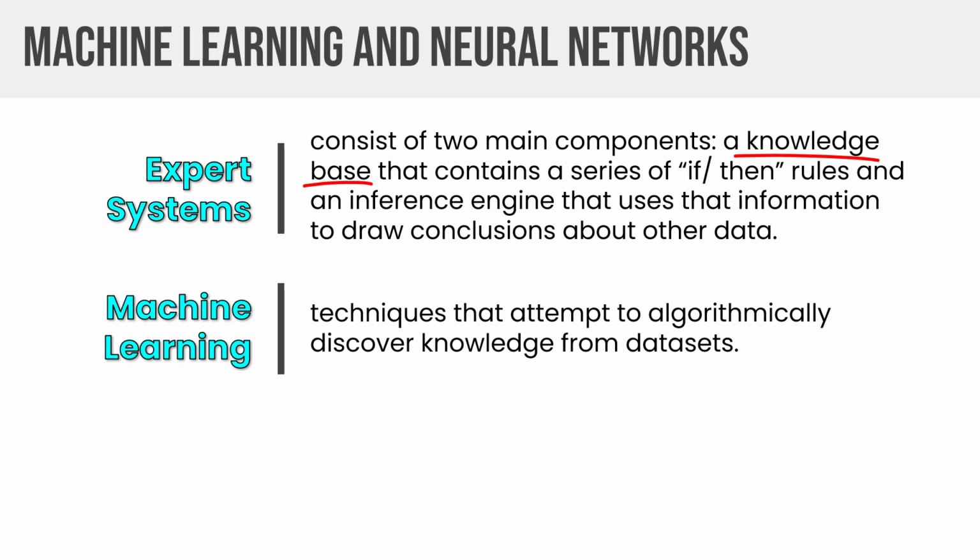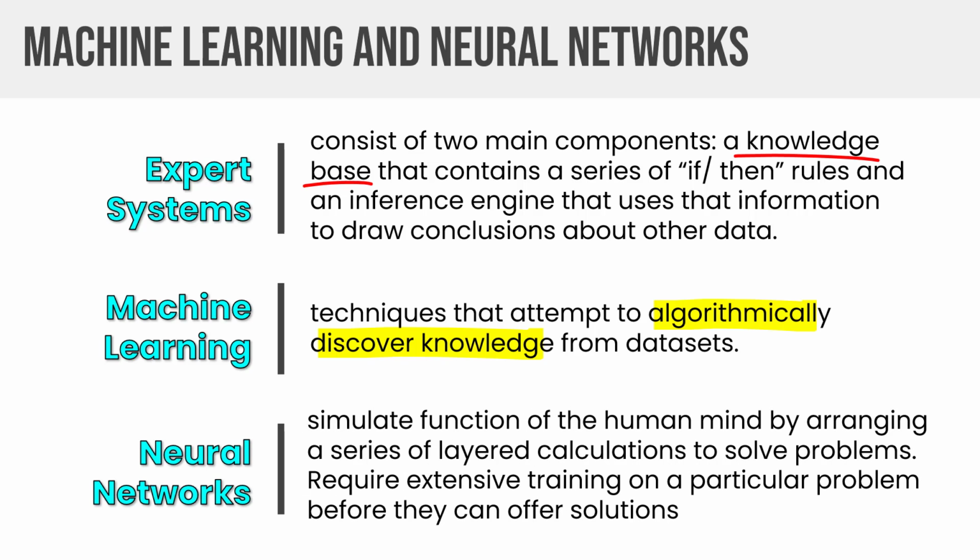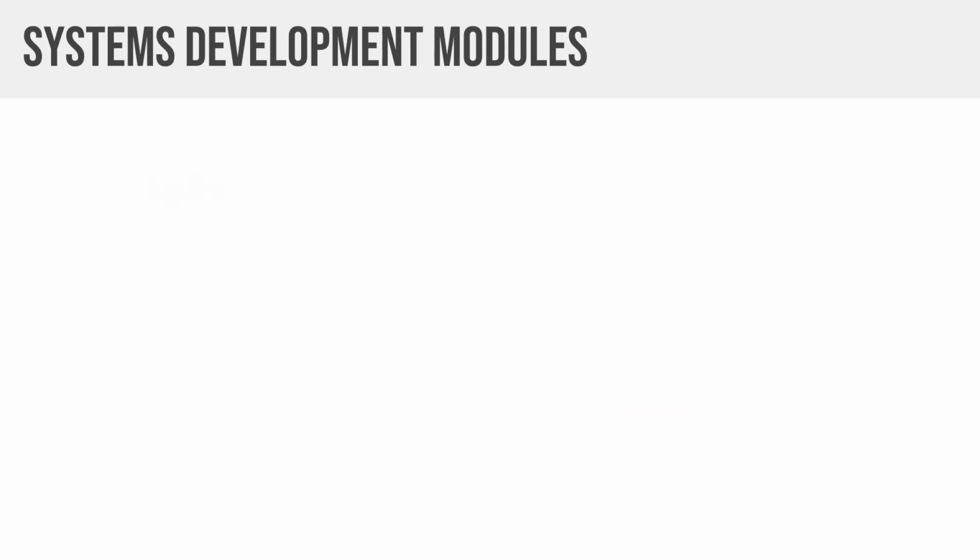Machine learning refers to techniques that attempt to algorithmically discover knowledge from data sets, using machine learning algorithms. And then neural networks. Neural networks simulate the function of the human mind. They also require extensive training on a particular problem before they can offer solutions. I think those will be the two most distinct characteristics of a neural network. So know these three for the exam.